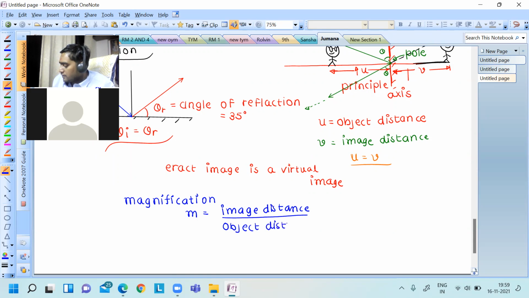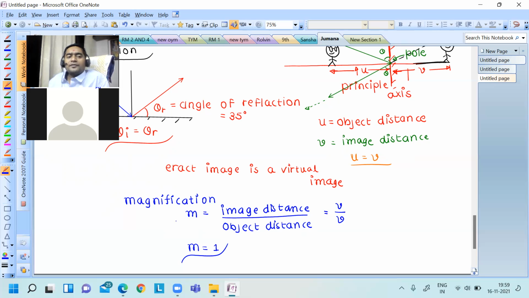And here, how much are both the same or different? The object distance and the image distance are the same. For the plane mirror it is always the same. So if it is the same, I can simply consider V by V or U over U, so my magnification will be 1 over 1. So for the plane mirror, your magnification is always 1.